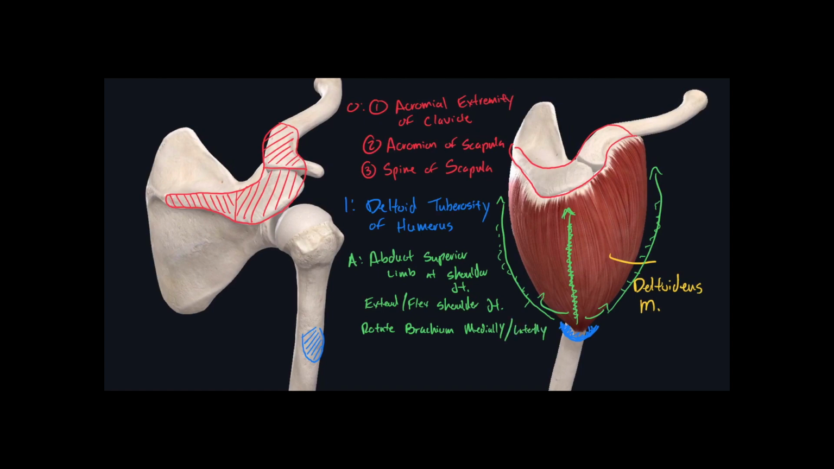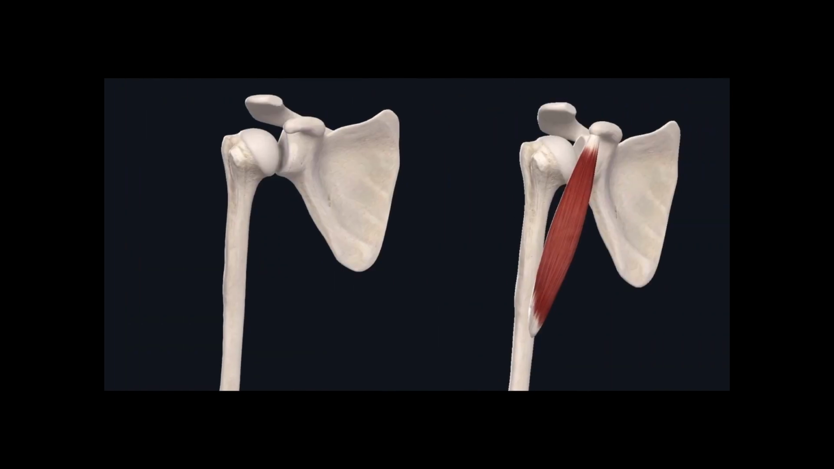So those are all the different things we need to know for the deltoideus muscle. Again, hope you saw that it was quite easy to identify the origin and insertion for this muscle, and that the action for this muscle, it's pretty much everything except adduct the superior limb at the shoulder joint. Now this is the last muscle that we're going to learn in this video, and the name of this muscle is the Coracobrachialis muscle.